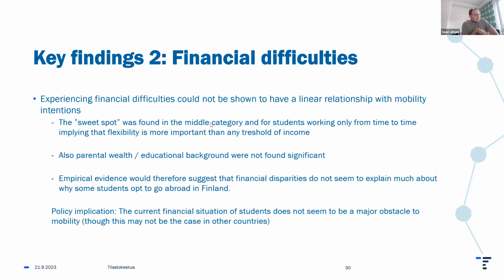This suggests that decision makers might want to focus their attention somewhat away from the financial situation, even though this is one of the factors that our national student unions and many other interest groups are arguing is actually the main factor. But according to EUROSTUDENT data, it's actually not that big of a deal.